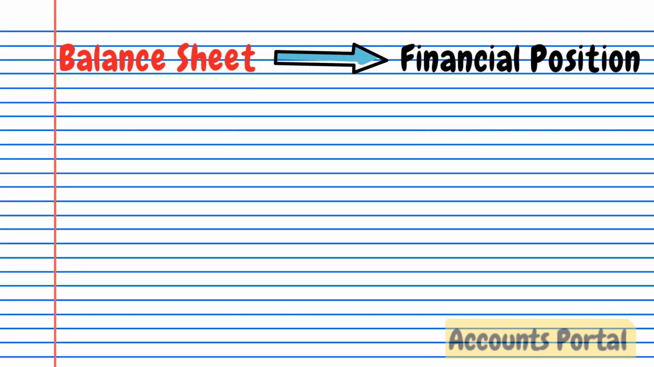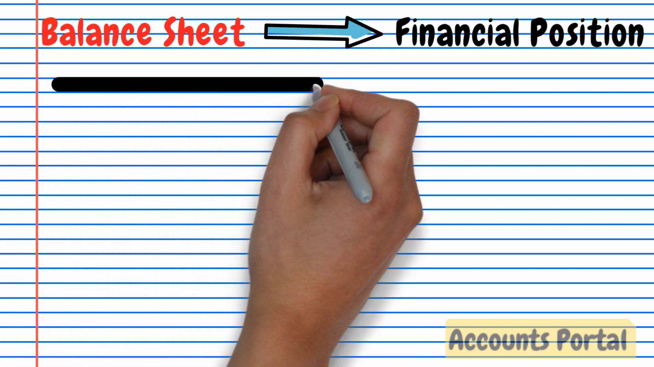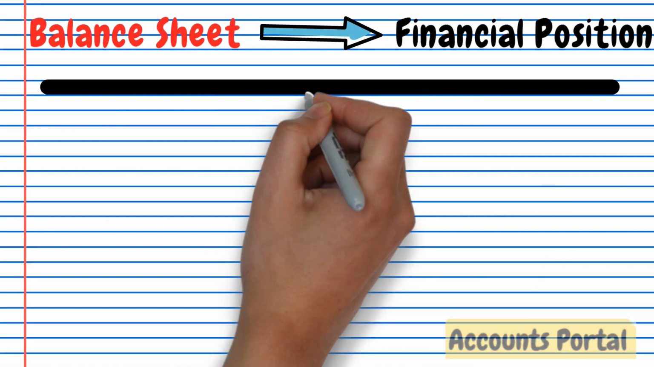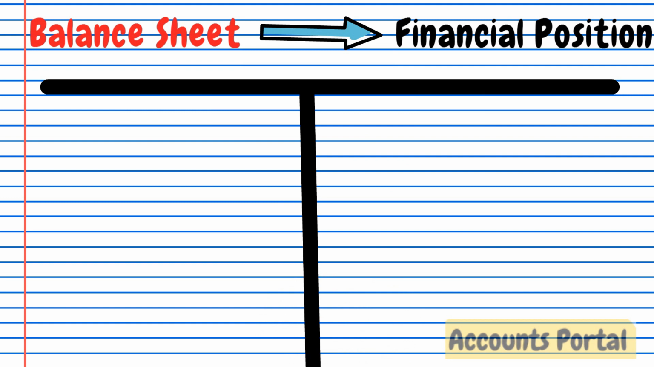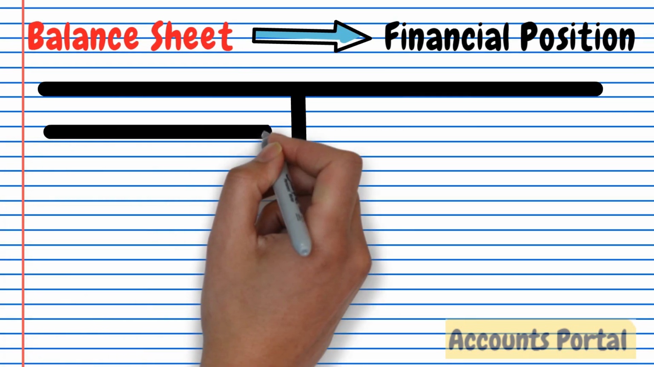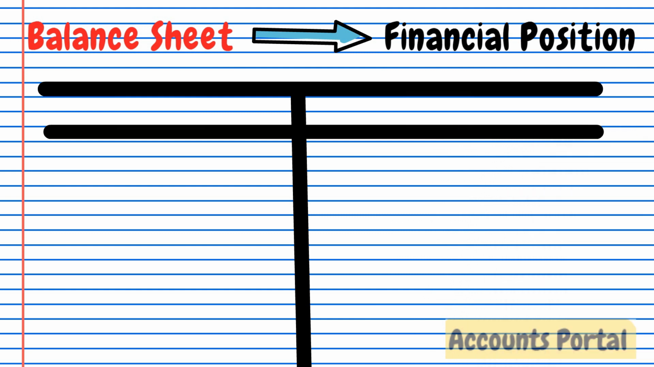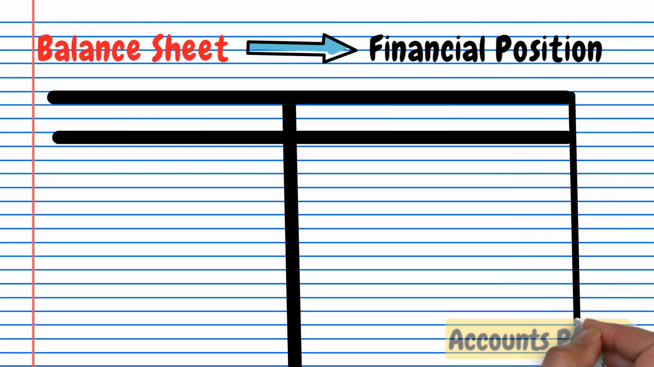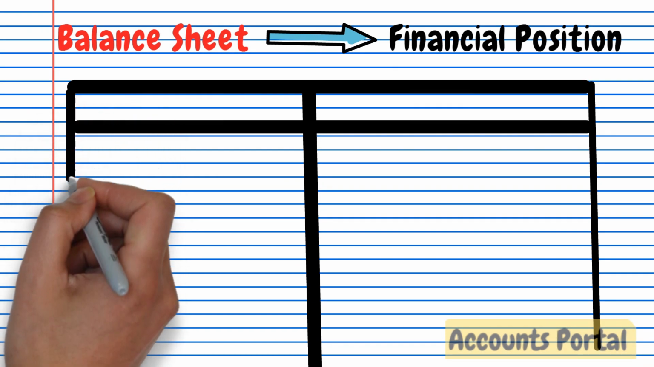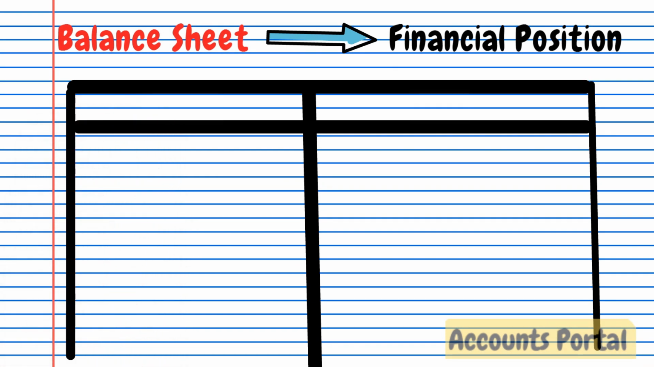Second question, why do business people want to know their financial position? To know their financial position, we have to prepare the balance sheet. So, the balance sheet is prepared to know the financial position. Let's prepare a balance sheet. Balance is the result of 2 elements. One is assets and the other is liabilities. On the left hand side we write liabilities and on the right hand side we write assets. So what do you mean by assets?